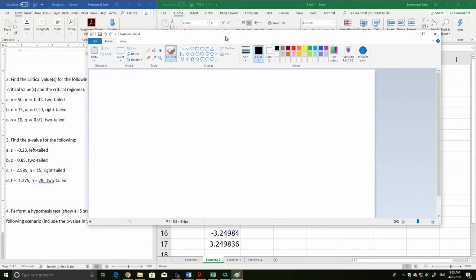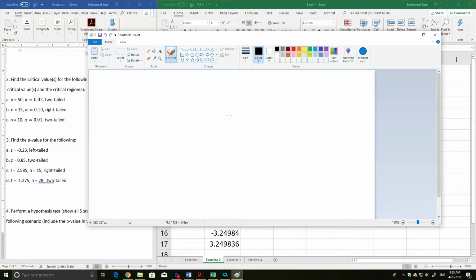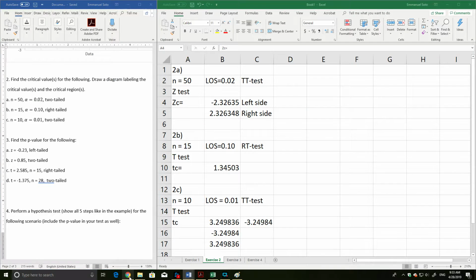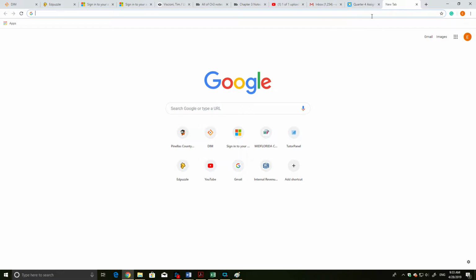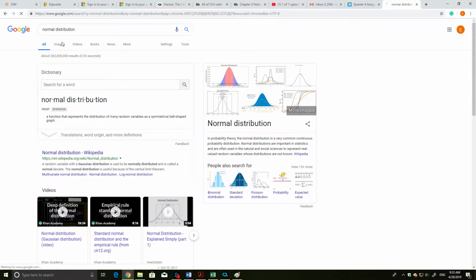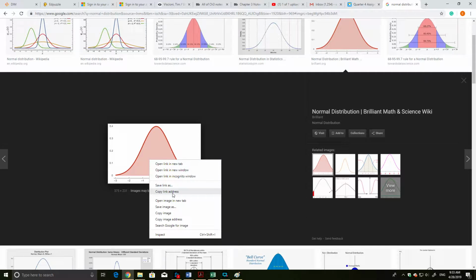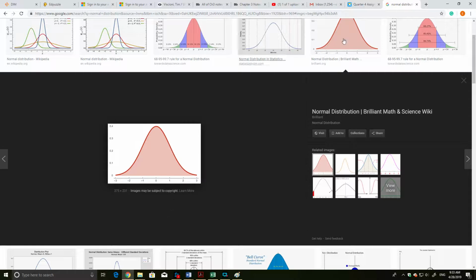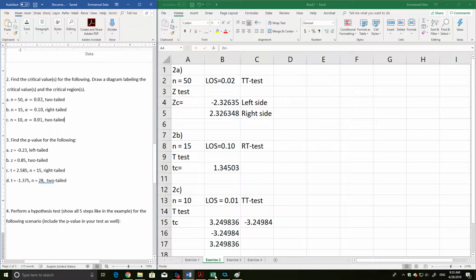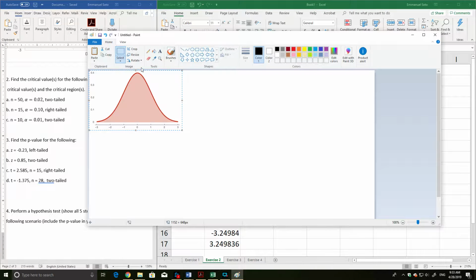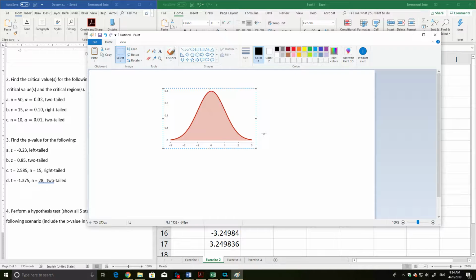And then what I do is I copy paste an image onto Paint, and then I edit that image on here. So I search on Google for an image of a normal distribution. So go to image, and I select an image. I copy the image. I go to Paint, and I paste it there. And then you can edit this however way you like.